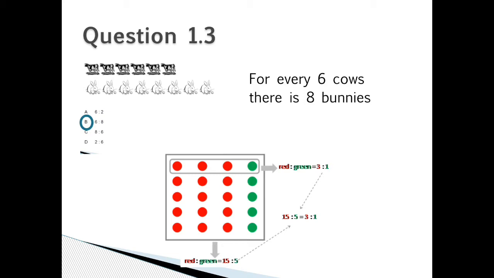If you look at the diagram and you are looking at the ratio, the number of red is to green is 3 is to 1. And the number of red to green is 15 is to 5. Both provide equivalent fractions of the same ratio.